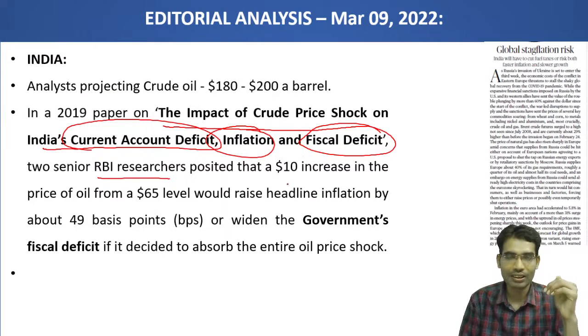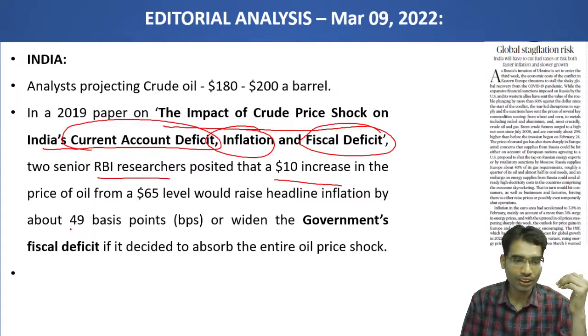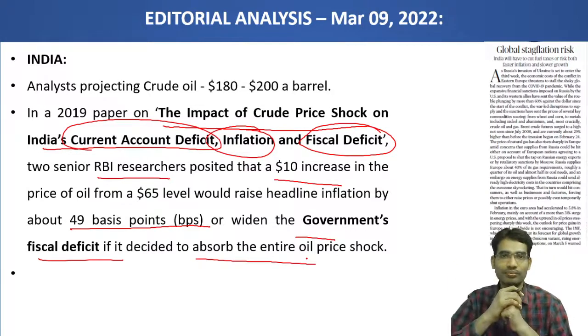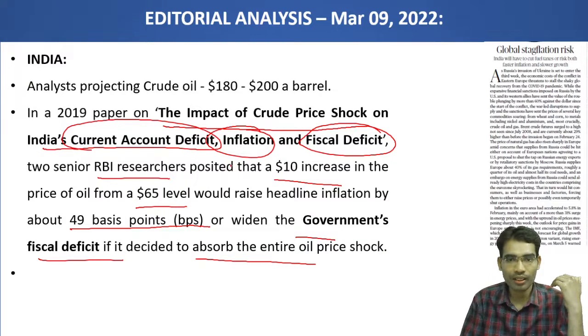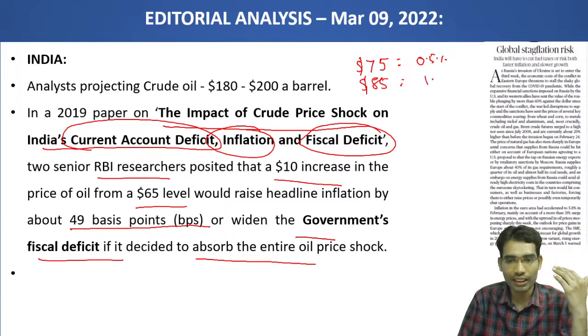According to this research paper, for every $10 increase in the price of crude oil, 49 basis points, or nearly 0.5%, of inflation will increase. Or the government's fiscal deficit will increase if it decides to absorb the entire oil price shock. Suppose it has done its research with oil from the $65 level. Now it is almost double. Now it is saying that if the barrel is $75, inflation will rise 0.5%. If it is $85, then 1% will be there.